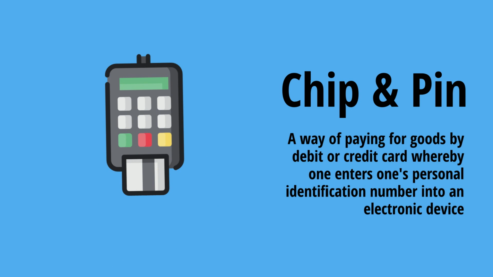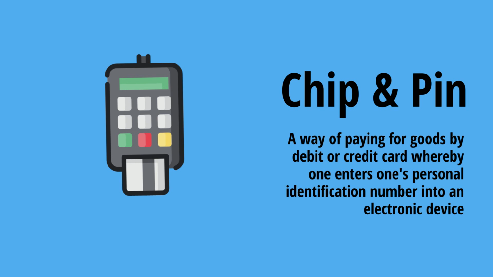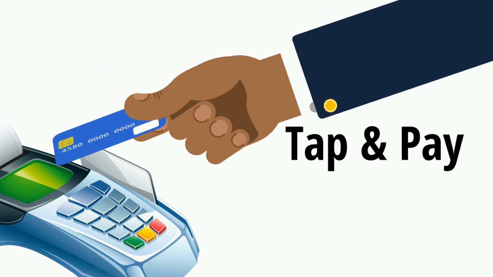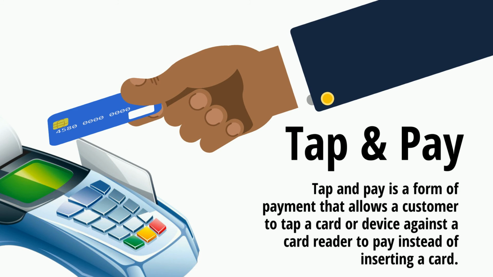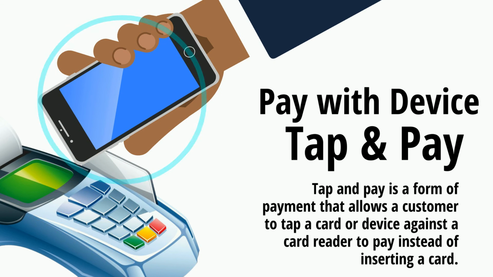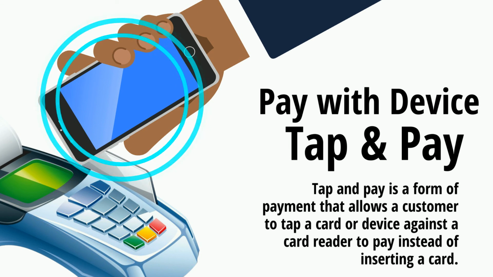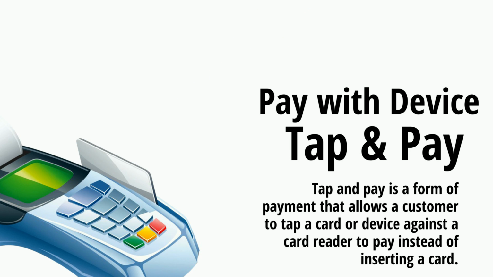This is a way of paying for goods by debit or credit card, whereby one enters one's personal identification number into an electronic device. Another way which is becoming very common is tap and pay. This is a form of payment that allows a customer to tap a card or device against a card reader to pay instead of inserting a card. And by device we usually mean a phone or maybe even a watch.